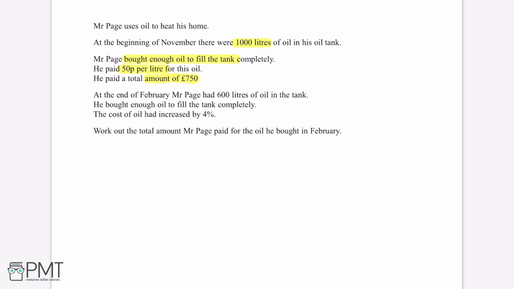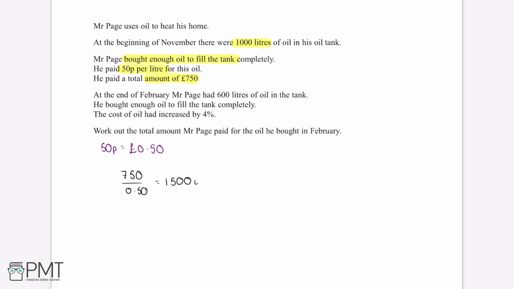So the first thing we'll want to do is convert this 50p into pounds. So 50 pence is equal to 0.5 pounds. So now what we can do is work out how many litres it takes to fill the tank completely. And to do this we can do 750 divided by 0.5. And this gives us a value of 1,500 litres.